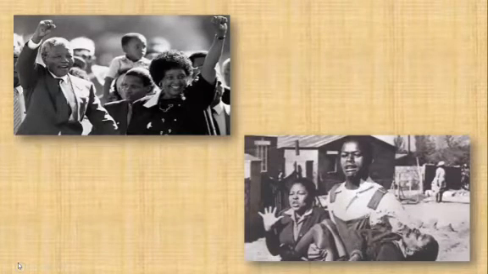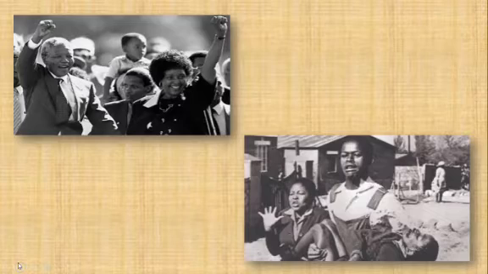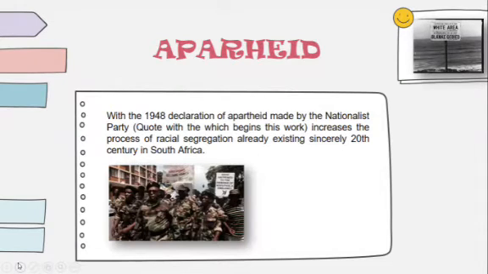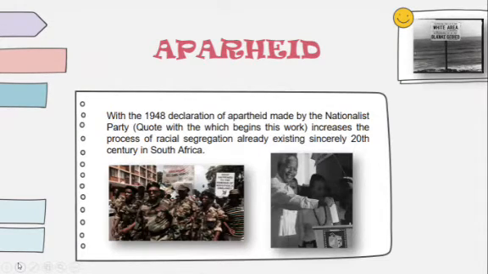Under the apartheid regime, blacks could not vote. They had to live in remote areas from whites. They were paid less than whites for the same work, and if they went to school, they had to go to separate centers with a lower educational level. The 1948 declaration of apartheid made by the Nationalist Party increases the process of racial segregation that already existed since the early 20th century in South Africa.